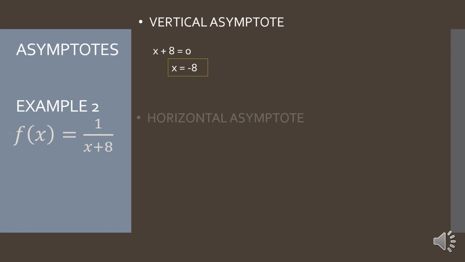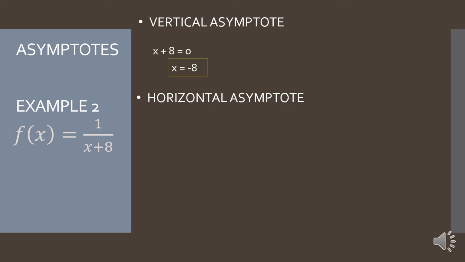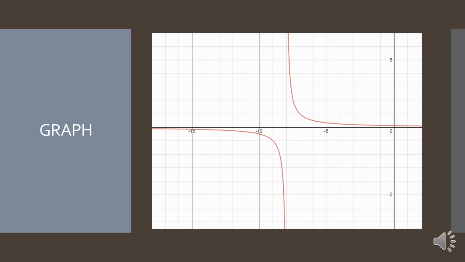So now, for the horizontal asymptote, since the numerator has no dominant term and the denominator has a dominant term, therefore the horizontal asymptote is y equal to 0. It is also because the degree of the denominator is greater than the degree of the numerator. And the last thing that we need to find is the graph of the function. Just like in example number 1, when using an online graphing tool, this is the graph of the function.